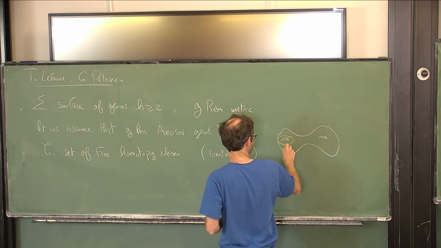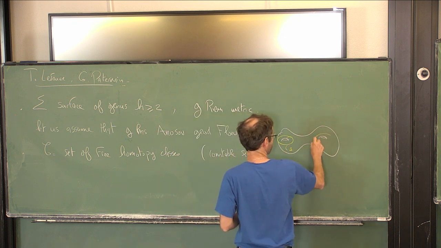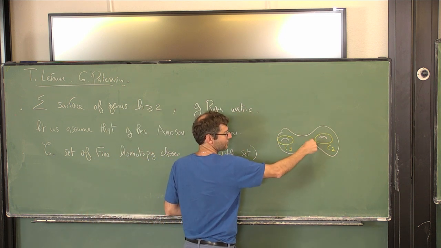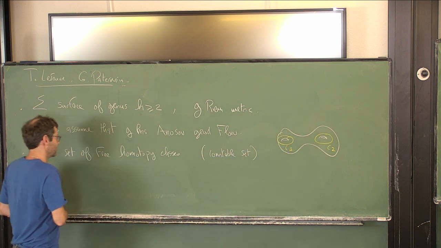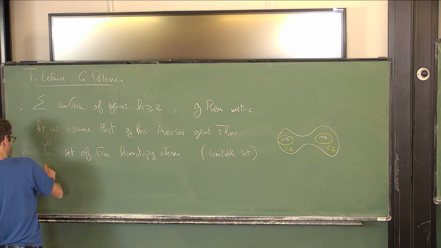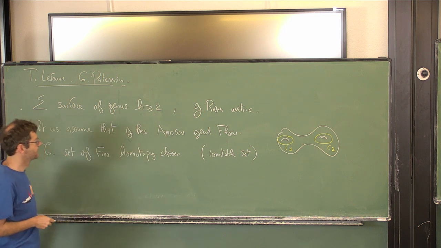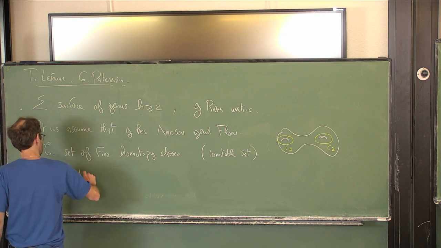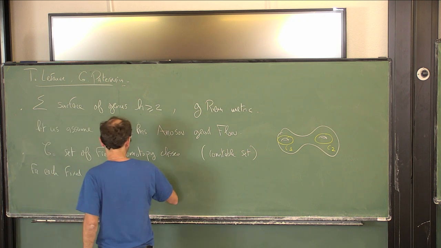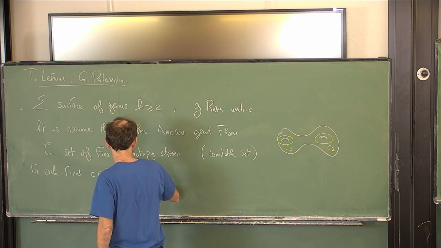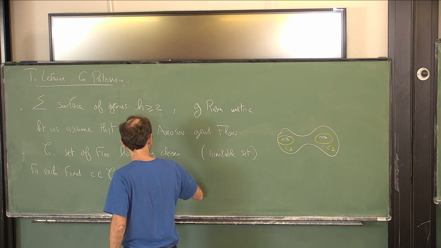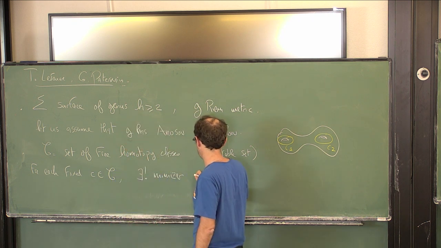So this will be one class, for instance, C1. And then there is another one here, C2, and so on. And you have infinitely many. You can loop 10,000 times here, and then 20,000 times here, and so on. What can be checked is that if g is an Anosov geodesic flow, if you minimize the length for a fixed free homotopy class, the length functional has a unique minimizer.